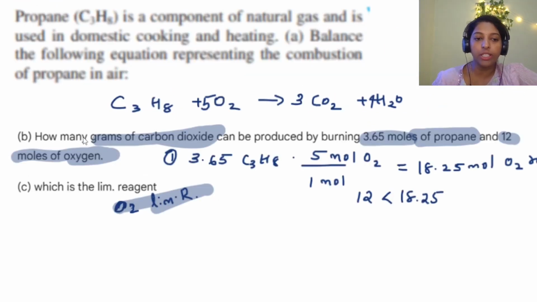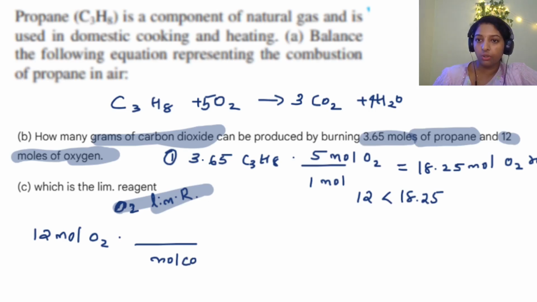Okay, so for getting how many grams of carbon dioxide, you have to start with the limiting reagent. Just now we got that the limiting reagent is oxygen. So 12 moles of oxygen are there. So you have to start with the 12 moles of oxygen. Then mole to mole conversion to carbon dioxide. So you need to cancel the moles of oxygen and introduce the moles of CO2.